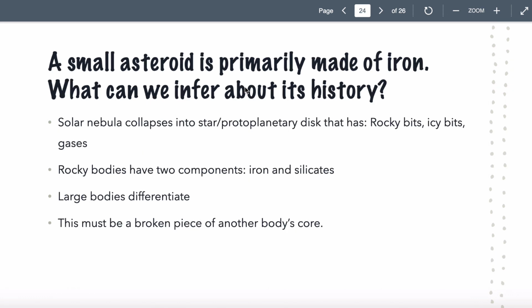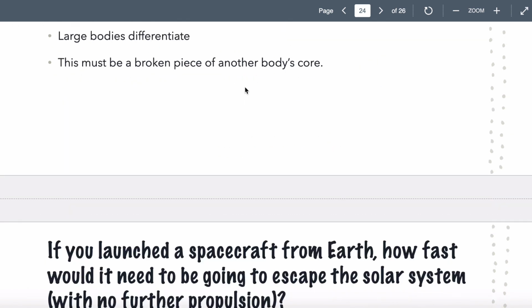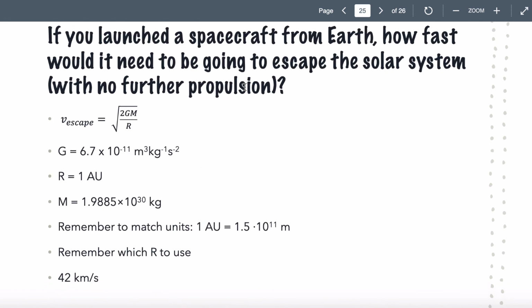Next question, a small asteroid is primarily made of iron. What can we infer about its history? The solar nebula collapses into a star and protoplanetary disk, and this has rocky bits, ice bits, and gases. The rocky body has two components, which are iron and silicates, and the large bodies differentiate. An asteroid must also be a broken piece of another body's core.